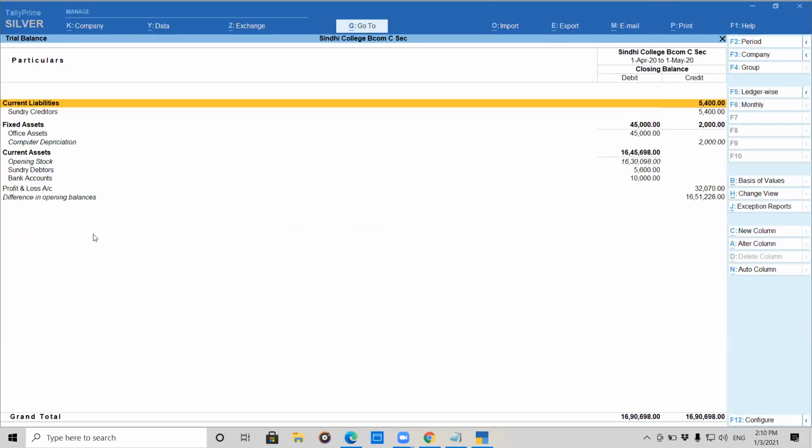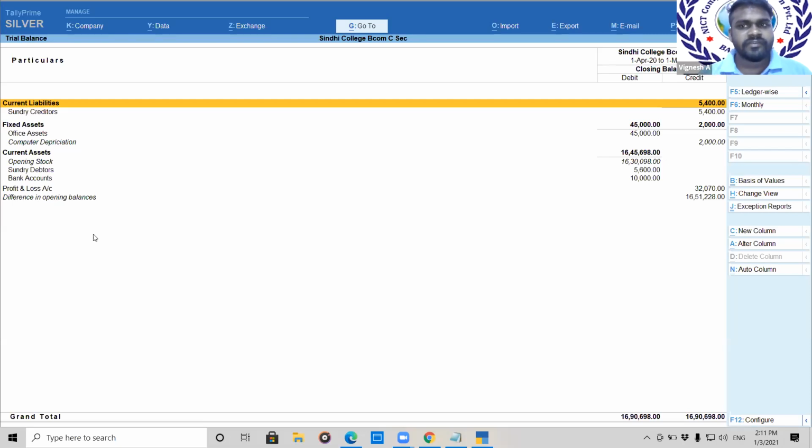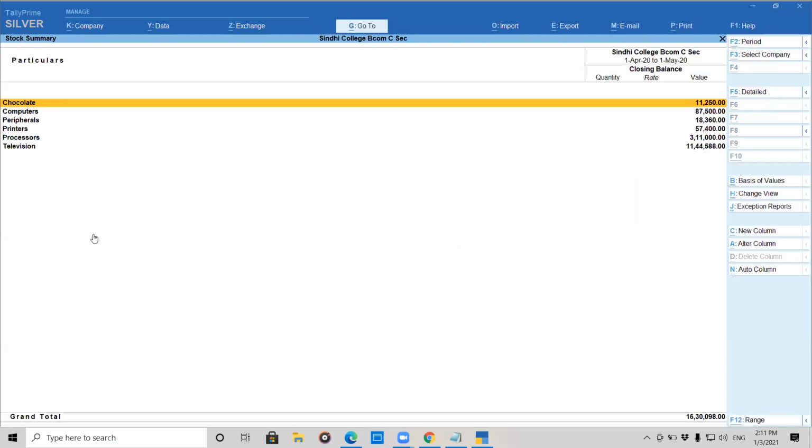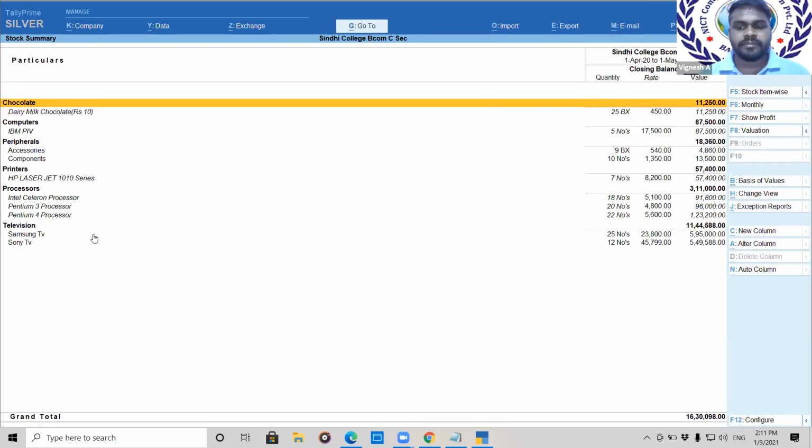Sir, should we upload both reports' screenshots? Which both are you talking about, Ashwini? The first assignment and the second assignment. But the first day you uploaded the first one, right? Trial balance. Yes, sir. The second one is for stock summary, not trial balance. You can see the stock summary under your reports. Yes, sir. This one you have to upload.